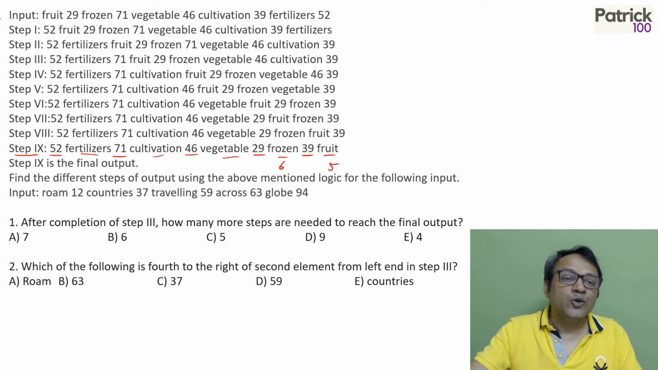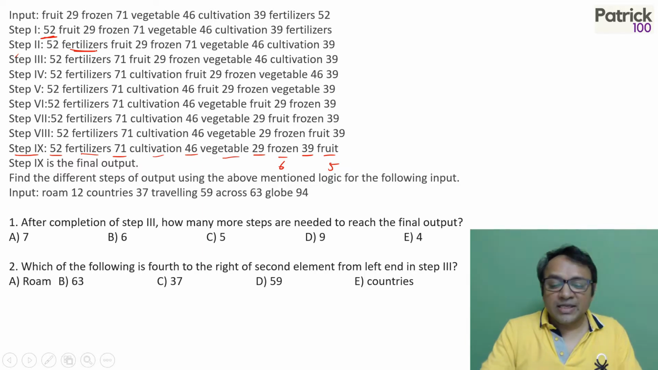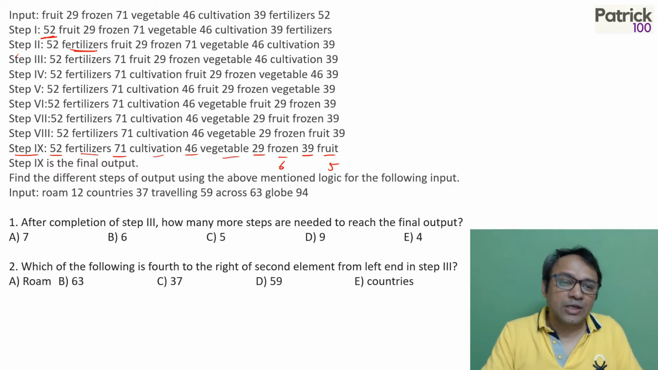Also, if you look at input to step 1, what's happening in first step? 52 comes in the left hand side. Step 1 to step 2, fertilizer is coming on the left hand side. So one element is arranged. So basically it's a sequence where one element is arranged in order each step.